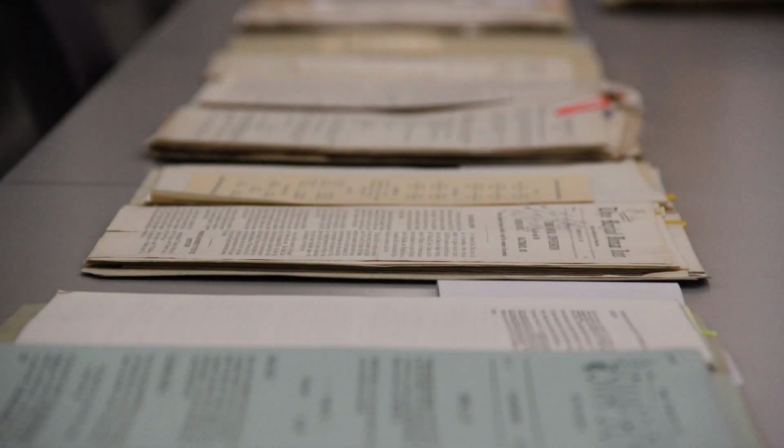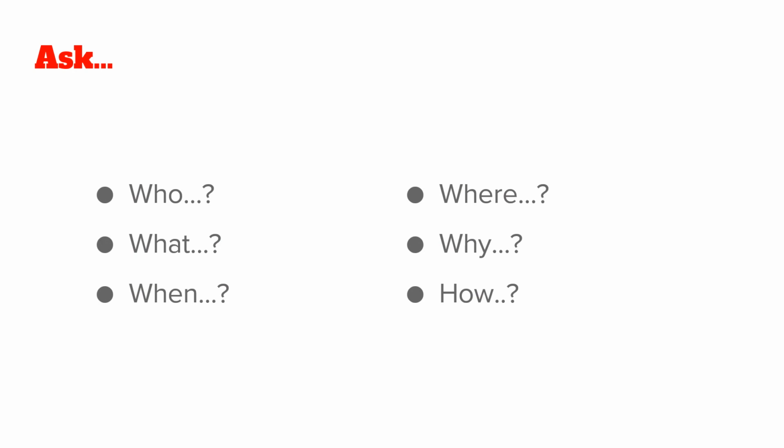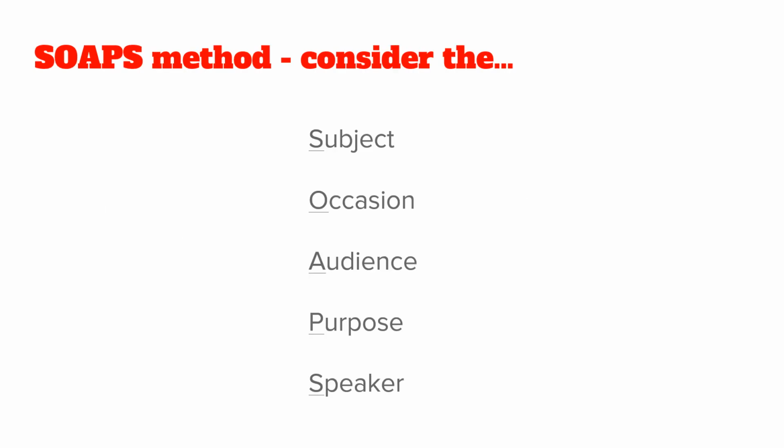So, how do we use primary sources? By answering a series of questions about the item in use, we can better understand what the item is and how it relates to our historical argument. It can be helpful to start with a basic line of questioning, answering who, what, when, where, why, and how. Another simple method is called SOAPS, or subject, occasion, audience, purpose, and speaker.